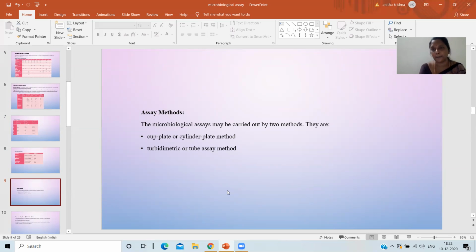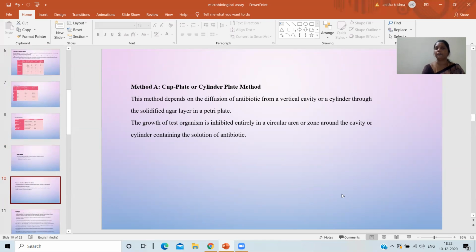Now talking about the assay method. Microbiological assays of antibiotics are generally carried out in two ways. One is the cup plate or cylinder plate method, and the second is the turbidometric or tube assay method. Now talking about the first method, the cup plate or cylinder plate method.